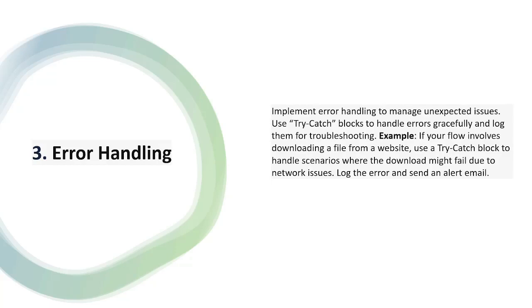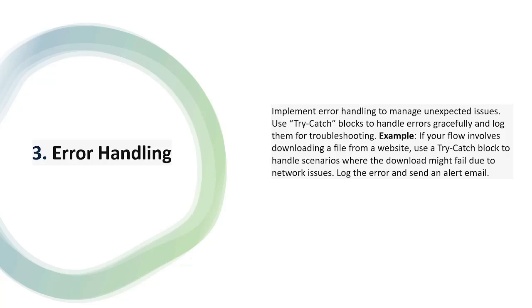Third one is error handling. You need to implement error handling mechanism to manage unexpected issues. You can use try catch blocks to handle errors gracefully and log them for troubleshooting. For example, if your flow involves downloading a file from a website, use a try catch block to handle scenarios where the download might fail due to network issues. Log the error and send an alert email.